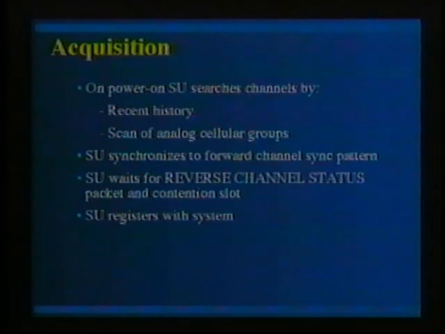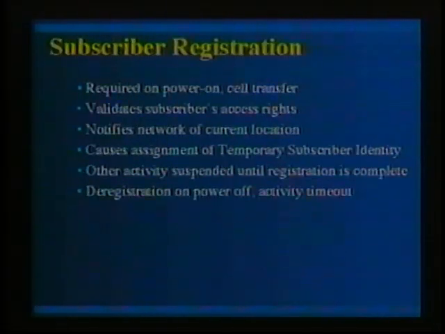Once you've found a CDPD channel, the process of locking on is fairly straightforward. You look for a forward channel sync pattern to confirm it's CDPD. You wait for a reverse channel status packet, which is announcing a contention slot, and then you register with the system in that slot or in the following one if there is contention. The registration process is required every time you power on and every time you do a cell transfer.